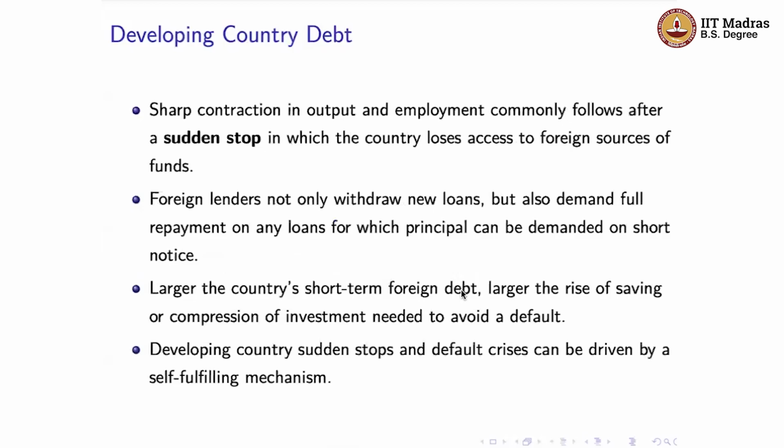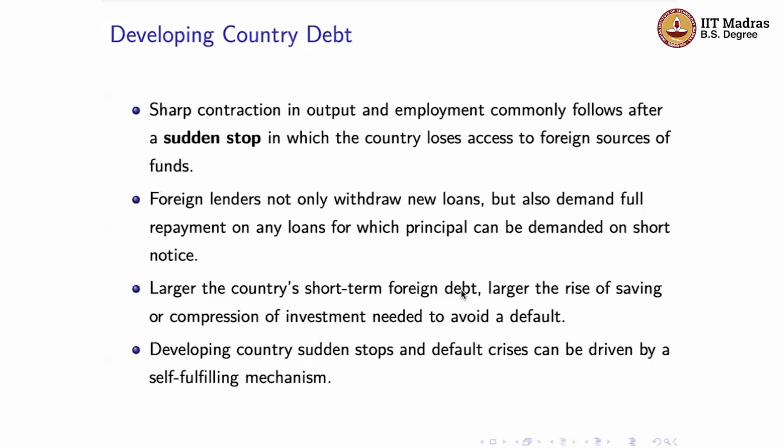Okay, so what happens after you have this default? Well, the country ends up losing access to this foreign source of funds, right? Because if the people who have lent money to these countries become concerned that these countries are unable to pay back, then they would obviously not want to give further money to these countries, right? And as a result of this, you often have a sharp contraction in output and employment, right? And this phenomenon in which a country loses access to foreign sources of funding is the sudden stop, right?